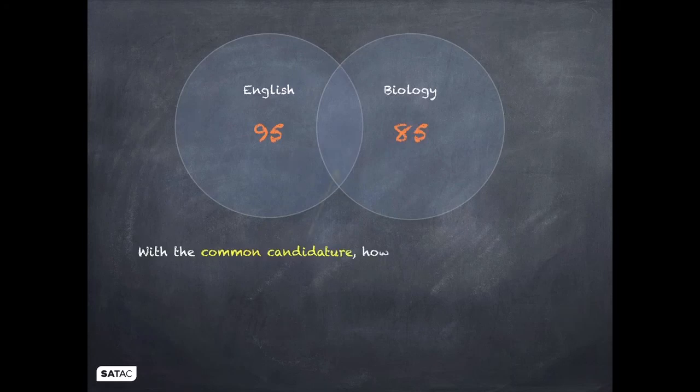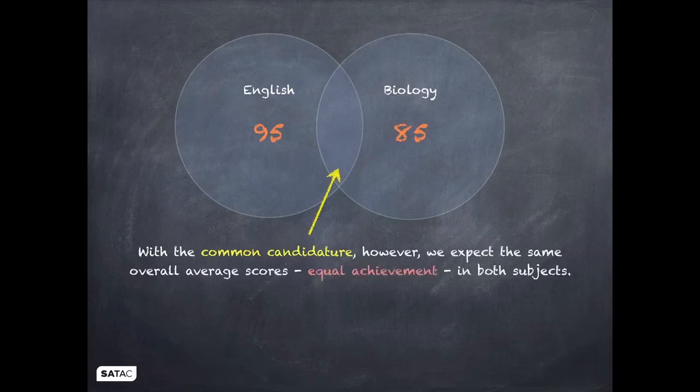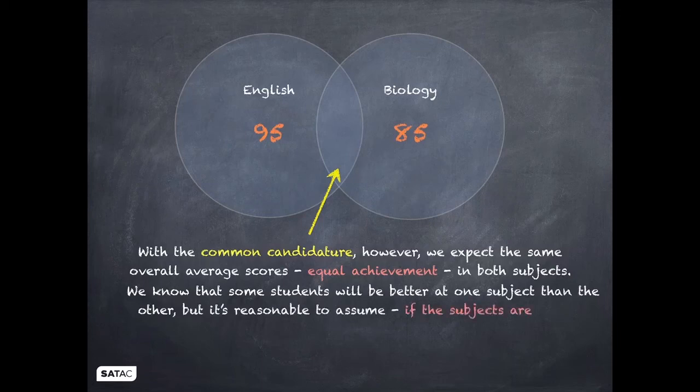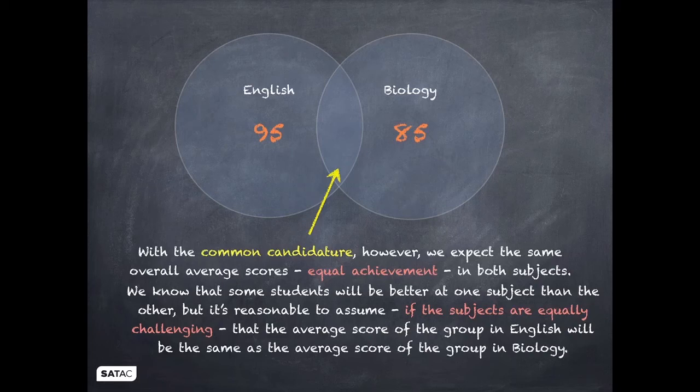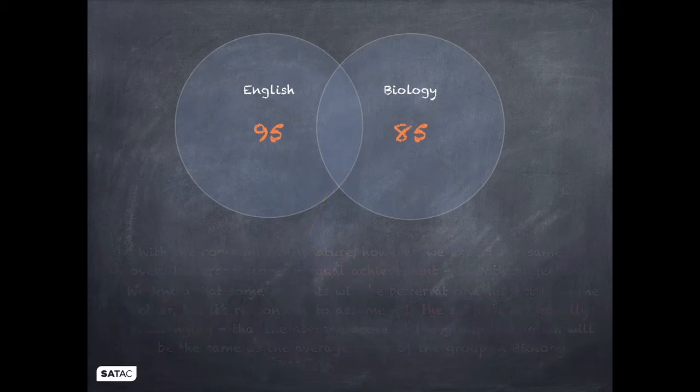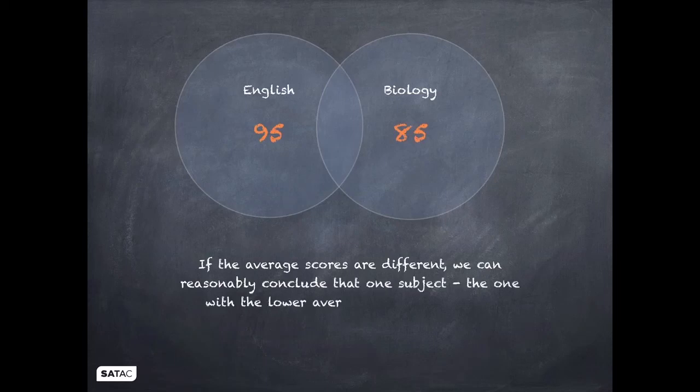With the common candidature, however, we should be able to expect the same average overall scores, equal achievement, in both subjects. We know that some students will be better at one subject than the other, but it's reasonable to assume, if the subjects are equally challenging, that the average score of the group in English will be the same as the average score of the group in biology. If the average scores are different, we can reasonably conclude that one subject, the one with the low average score, was more challenging than the other.